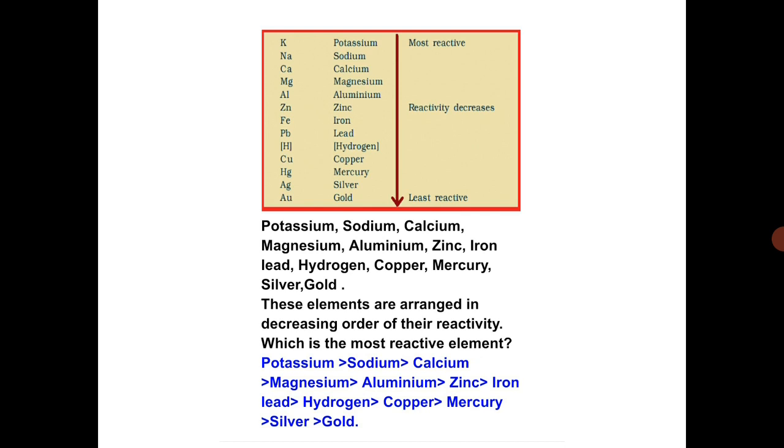Potassium, sodium, calcium, magnesium, aluminium, zinc, iron, lead, hydrogen, copper, mercury, silver, gold. These elements are arranged in decreasing order of their reactivity. Which is the most reactive element? Potassium, then sodium, then calcium, then magnesium, then aluminium, then zinc, then iron, then lead, then hydrogen, copper, mercury, silver, gold. Clear? Okay.